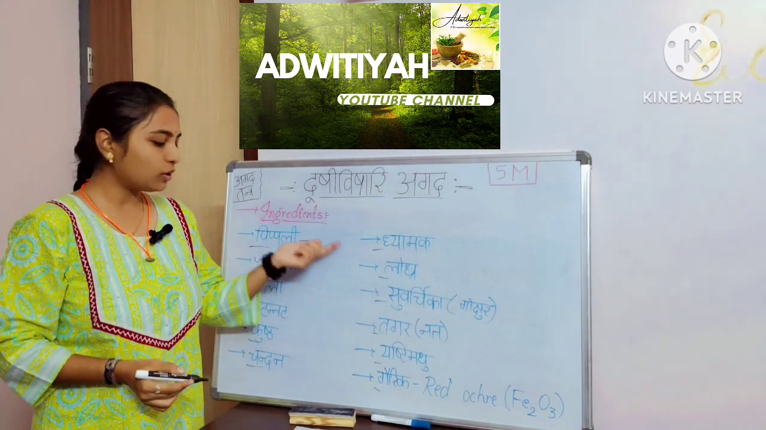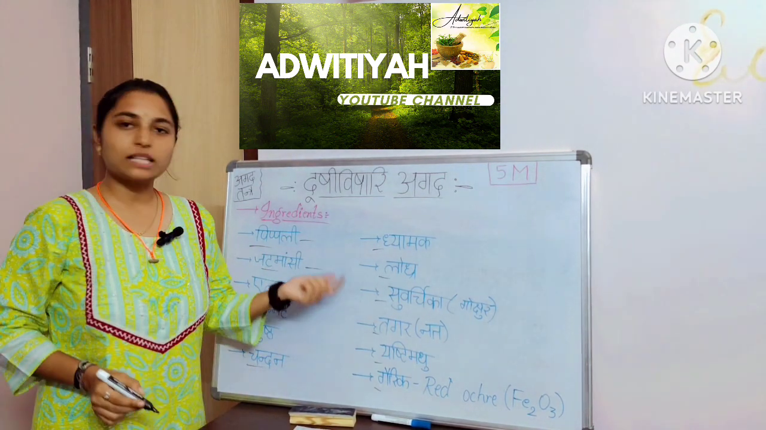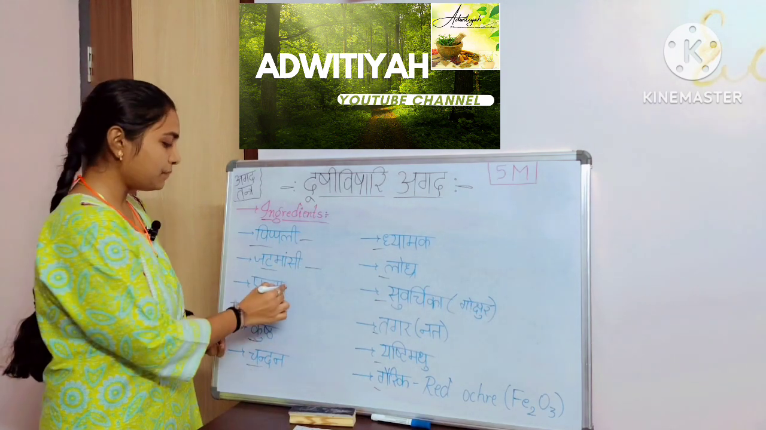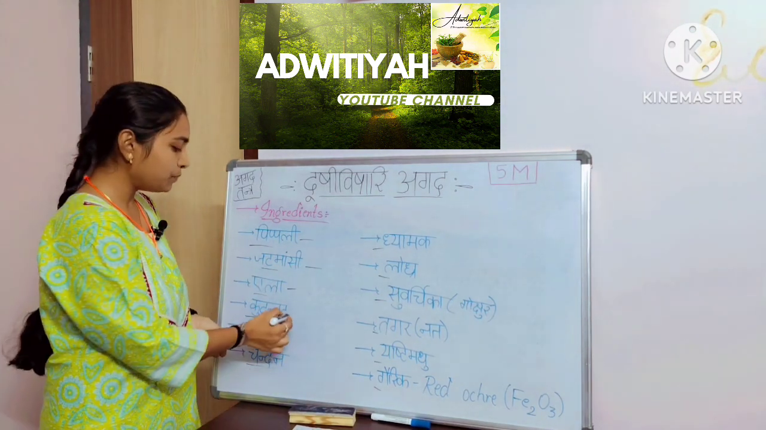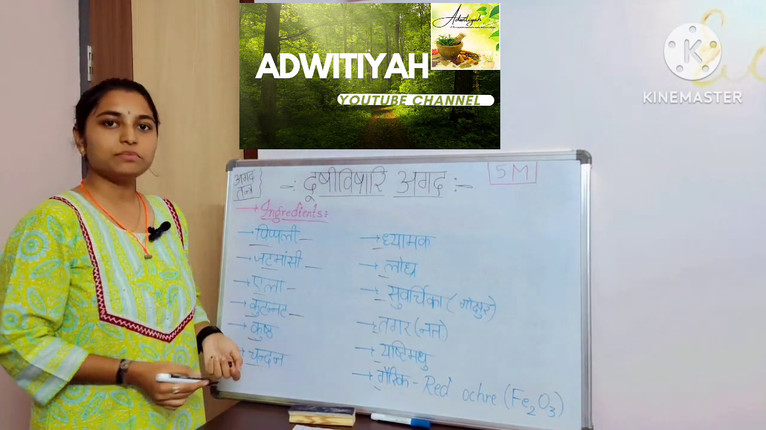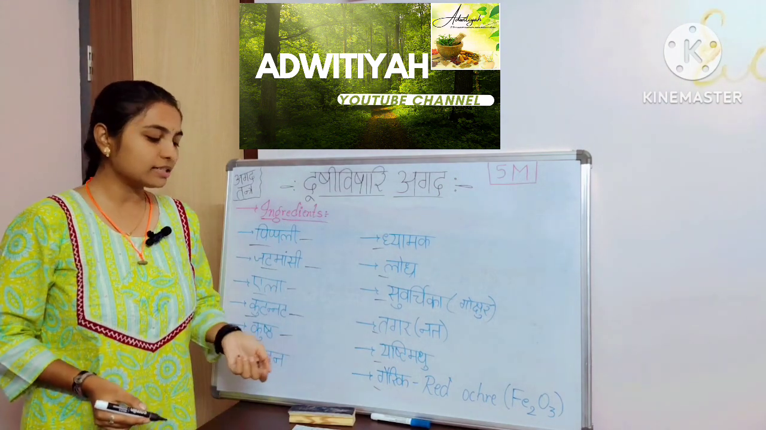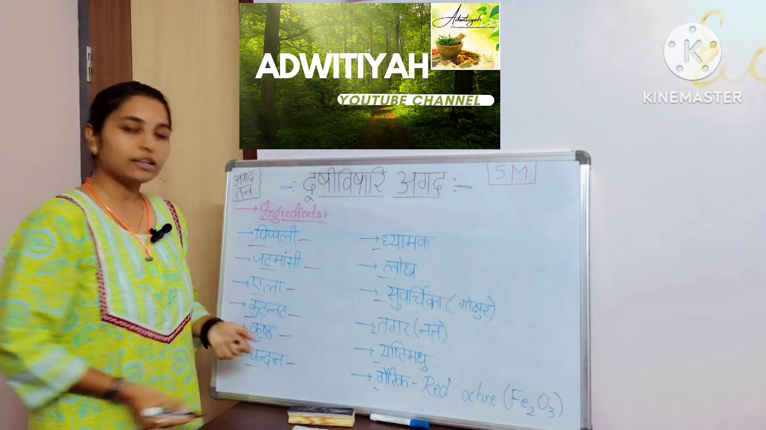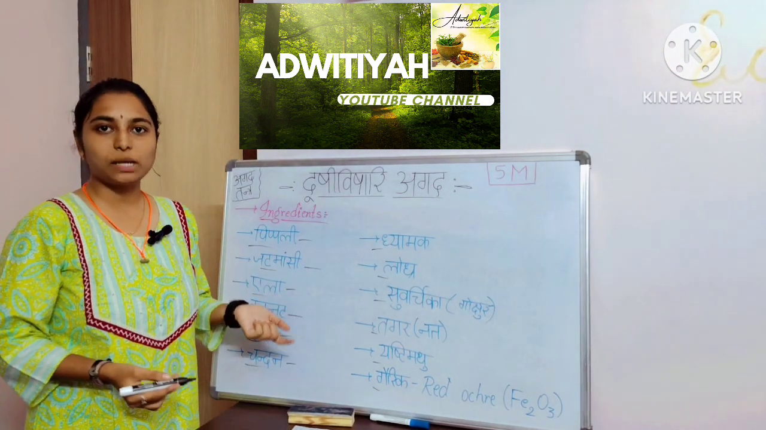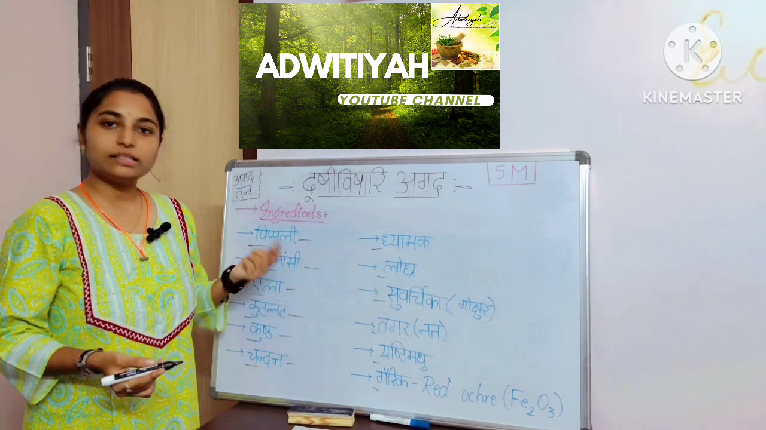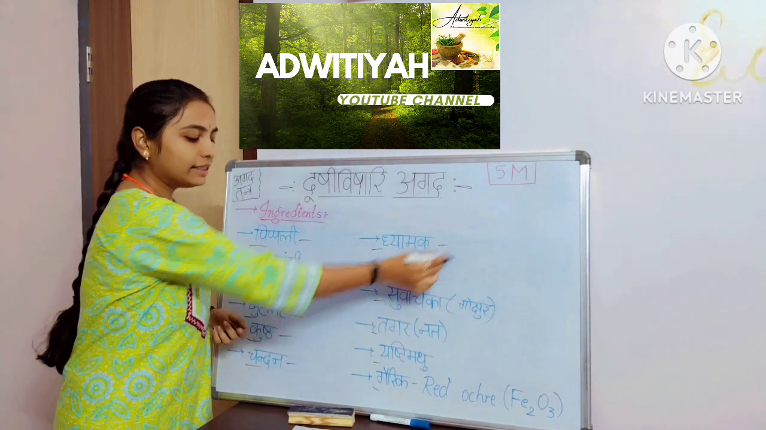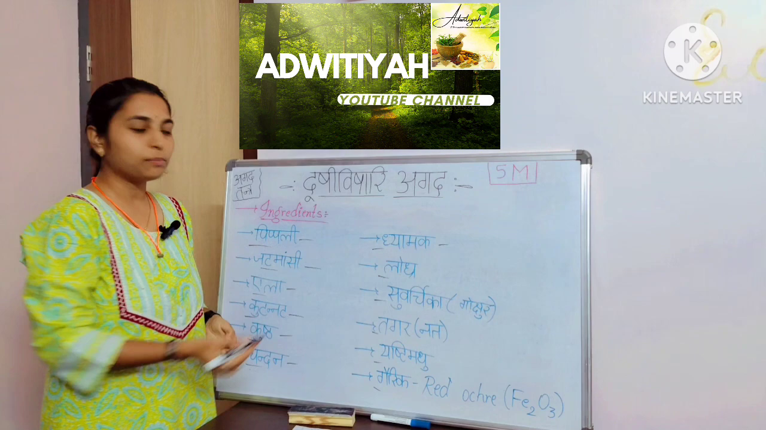Pippali, that is Piper longum. Jatamansi, that is Nardostachys jatamansi. Ela, that is Elettaria cardamomum. Next Kutanata, that is Oroxylum indicum. Then Kushta, that is Saussurea lappa. Then Chandana, here it is mentioned as Santalum album, that is the Shweta Chandana. Then Dhyamaka, it is Cymbopogon martini.